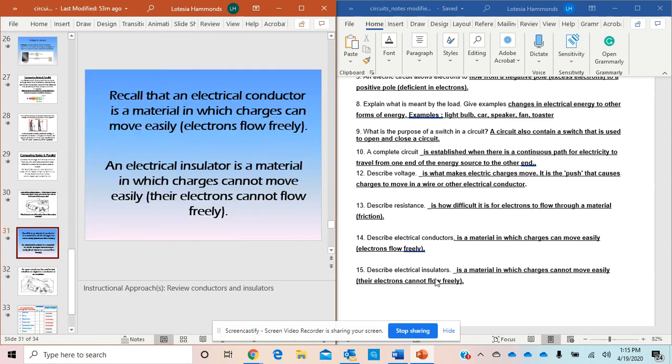All right, so now we got into the slides where we'll talk about electrical conductors and electrical insulators. So recall that an electrical conductor is a material in which charges can move easily or electrons flow freely. An electrical insulator is a material in which charges cannot move as easily. Their electrons don't flow freely like they do in electrical conductors.